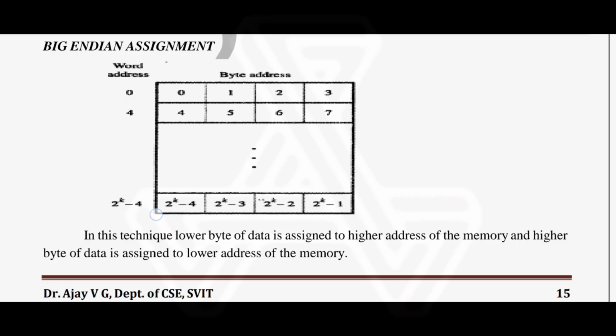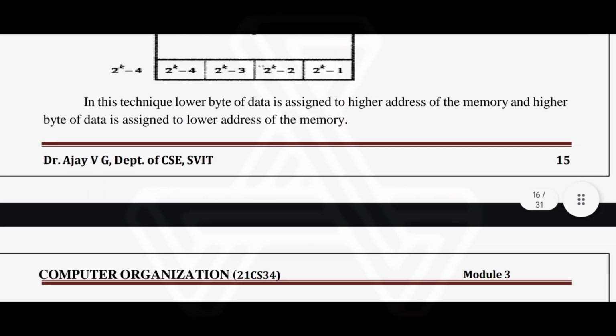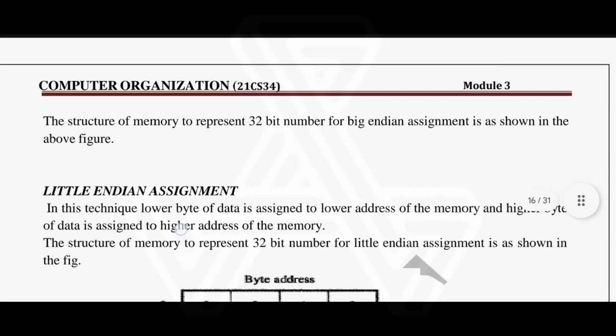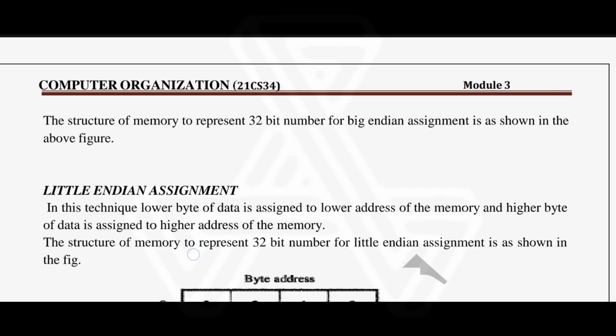In this technique, lower byte of data is assigned to higher address of the memory. Higher byte of data is assigned to lower address of the memory. The structure of memory to represent a 32-bit number in the Big Endian assignment is as shown in the above figure.